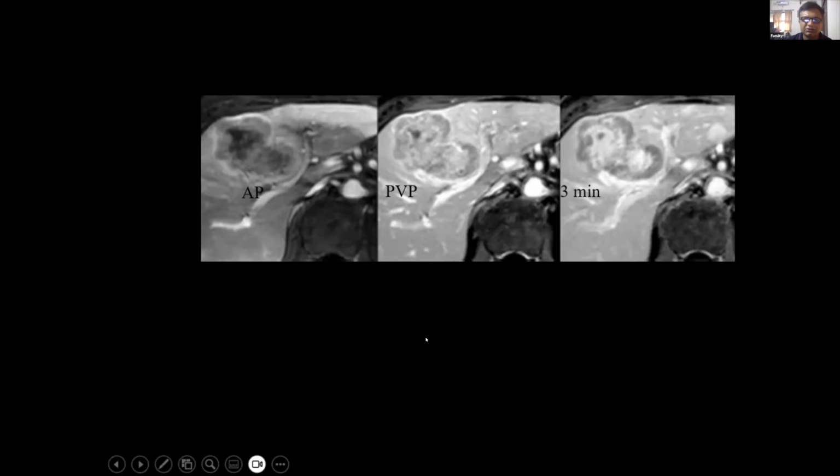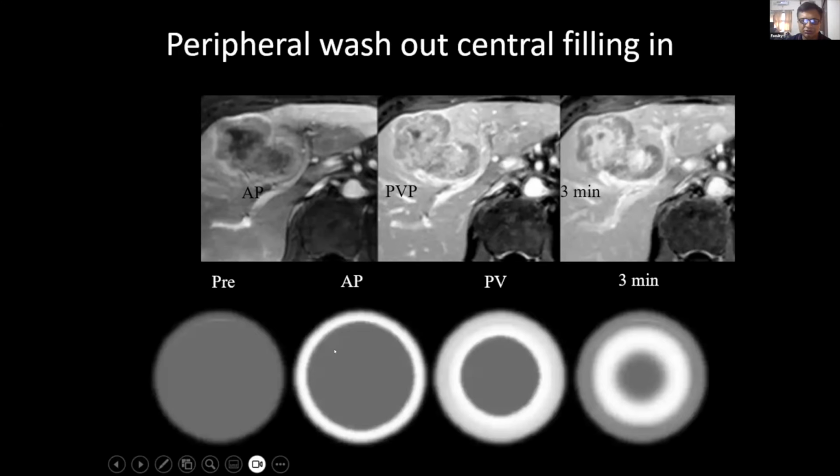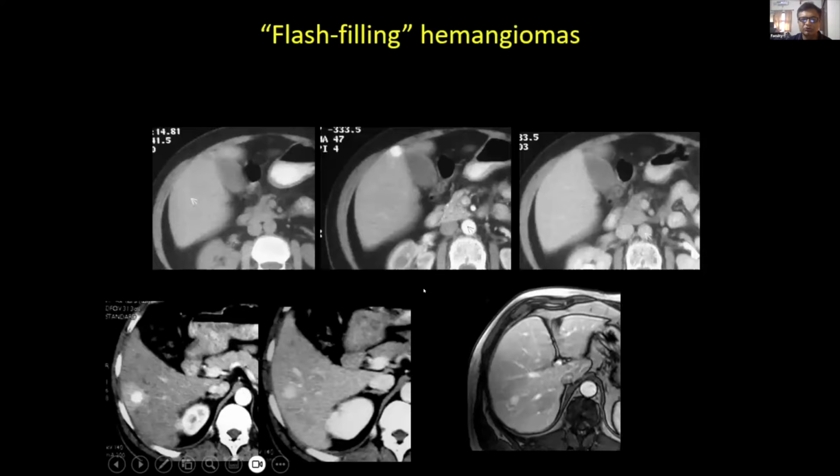Most of the time, this can be an intrahepatic cholangiocarcinoma. This is a very typical enhancement pattern, which is not a feature of hemangioma. You can also see it in metastasis. The intrahepatic cholangiocarcinoma is probably the most common.